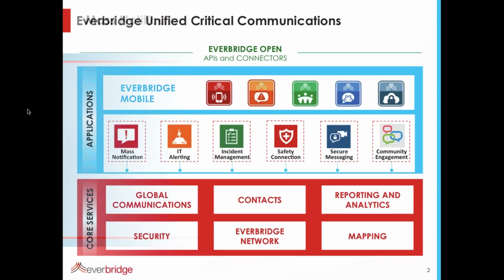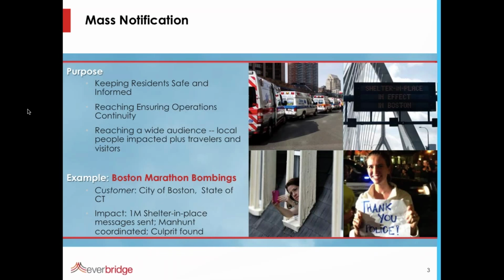So let's first start with mass notification. Mass notification is probably our flagship product. It's what really Everbridge was founded on. It's the notion of really keeping residents and employees safe and well informed in the face of any kind of an emergency event or critical event. It's also the ability to ensure that operations continue to work as effectively as possible under a variety of distressful situations. And we've also recently added some ability around community engagement, which I'll talk about also.